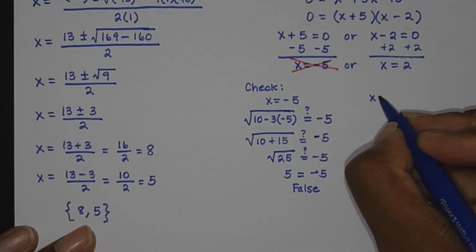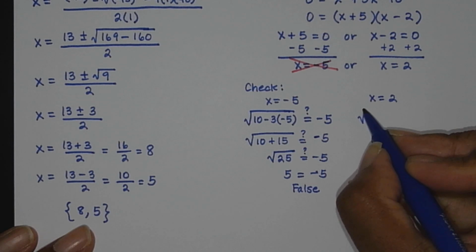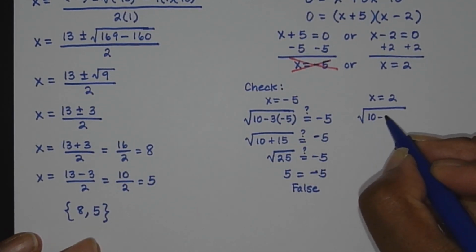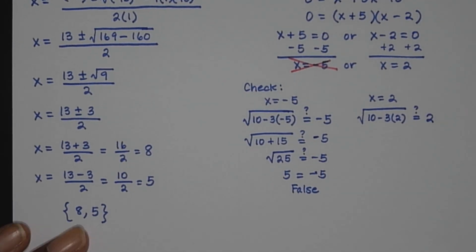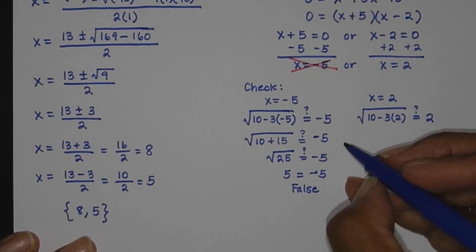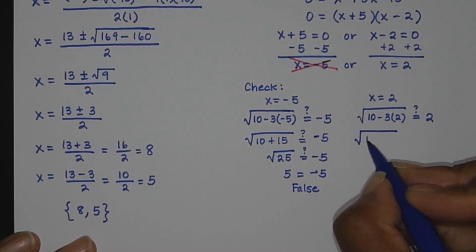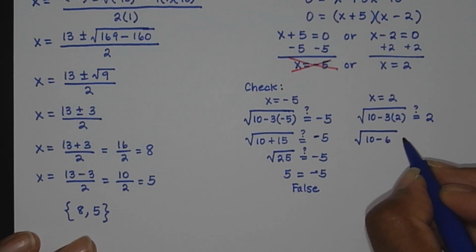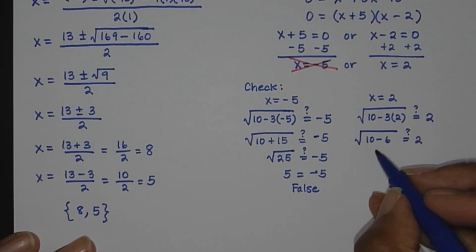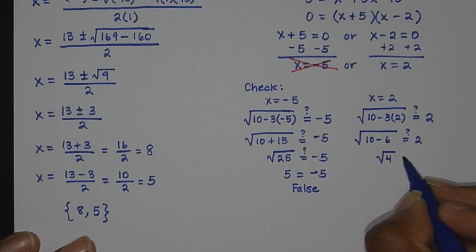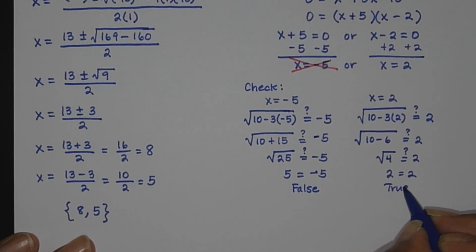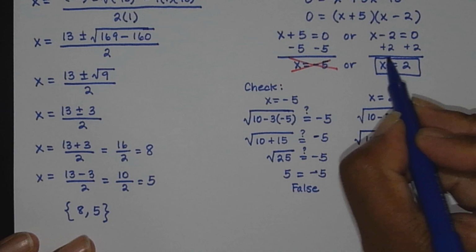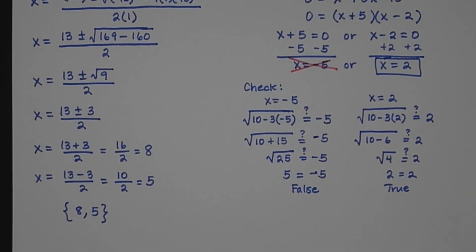But to be on the safe side, I'll go ahead and check x equals 2. So this would be the square root of 10 minus 3 times 2. Now I want to know if that's equal to x, which is 2. Square root of 10 minus 3 times 2, which is 6, and then 10 minus 6 will be 4. If I take the square root of 4, I get 2. Does 2 equal 2? It does. So that means here x equals 2 is the solution to that radical equation.